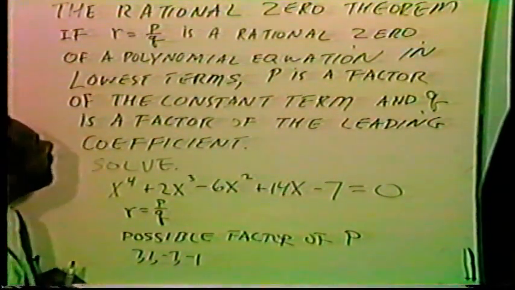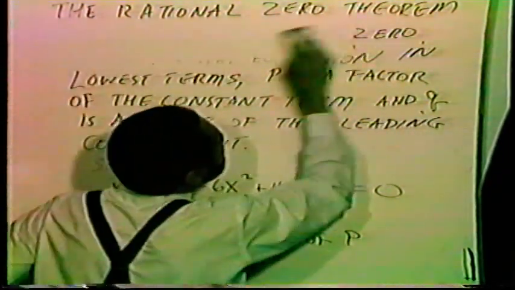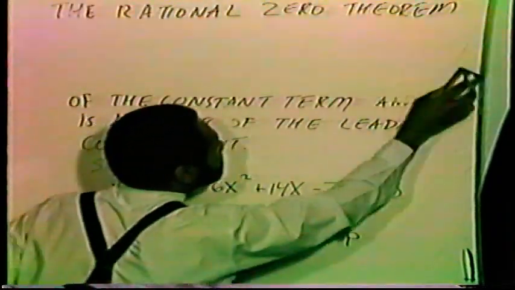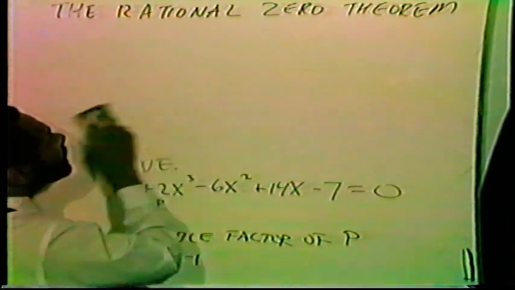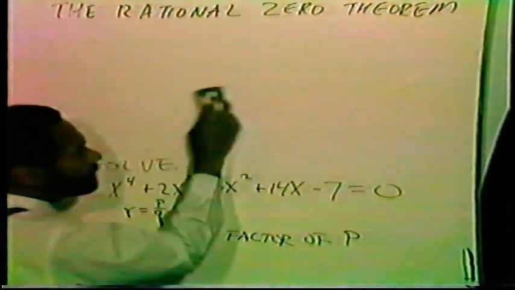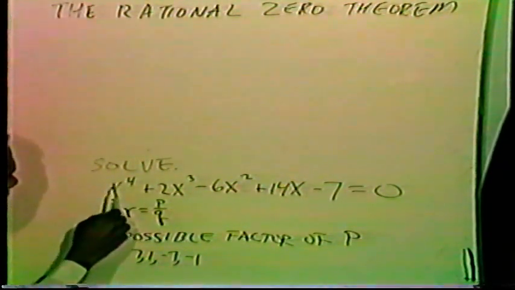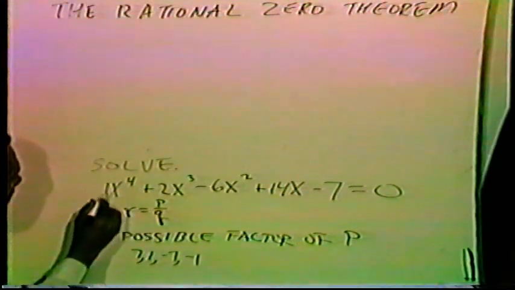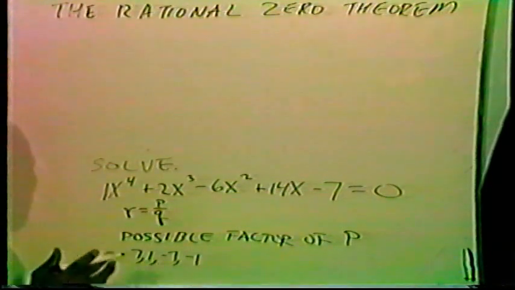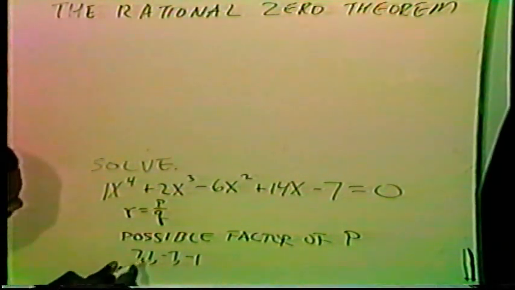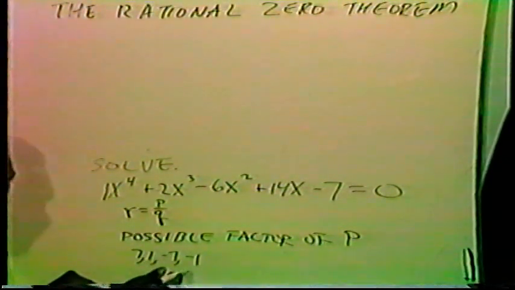So for p, for the numerator of your rational roots, you have to have the factors of the constant term. Now, your denominator is the factors of the leading coefficient. The leading coefficient is the coefficient of the first term in the polynomial. So this is the first term in the polynomial, x to the 4th. That means that the leading coefficient is 1. And the factors of 1 are 1 and -1. But here, if we look at this, we've already used positives and negatives in the numerator.